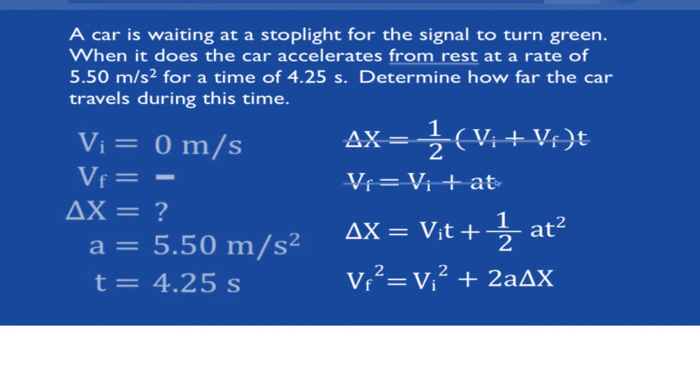This equation, you cannot use. The next equation, yes, it has the change in position. We are looking for the change in position, and it has that in it. Good sign.